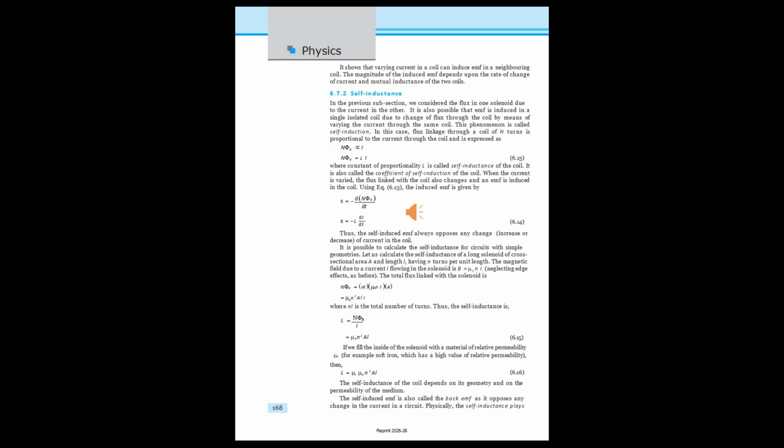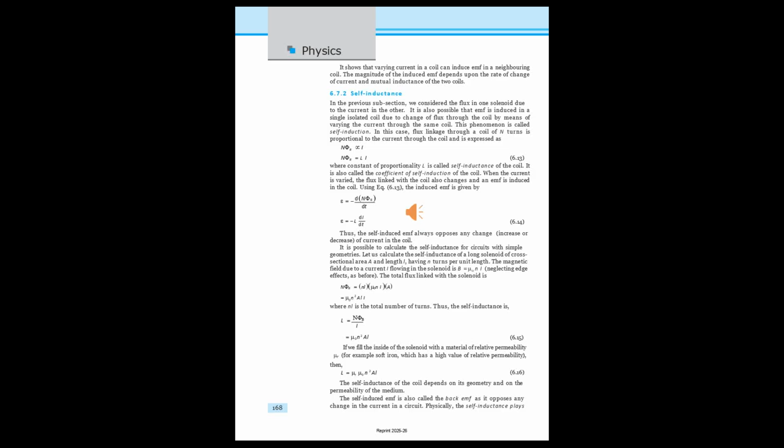It shows that varying current in a coil can induce EMF in a neighboring coil. The magnitude of the induced EMF depends upon the rate of change of current and mutual inductance of the two coils. Self-inductance. In the previous subsection, we considered the flux in one solenoid due to the current in the other. It is also possible that EMF is induced in a single isolated coil due to change of flux through the coil by means of varying the current through the same coil.